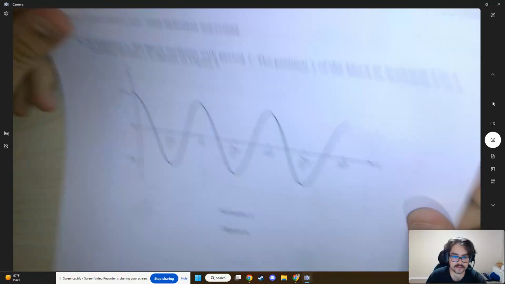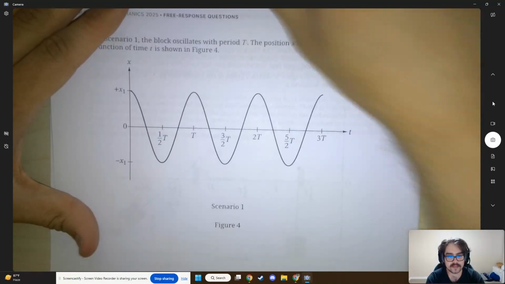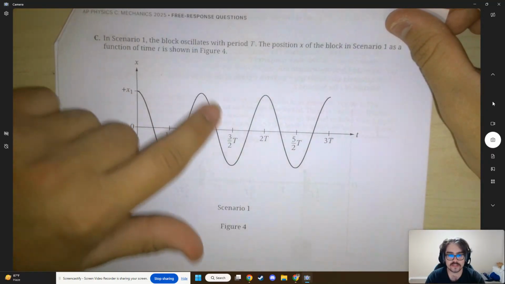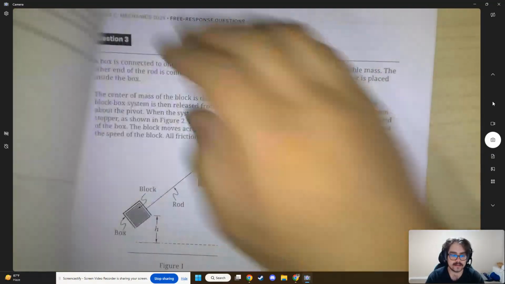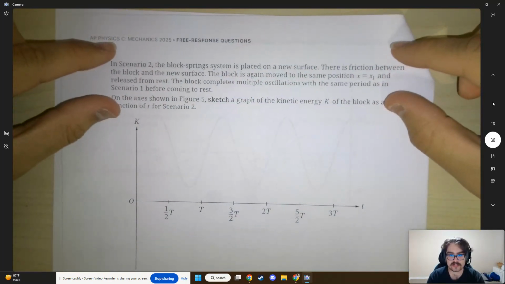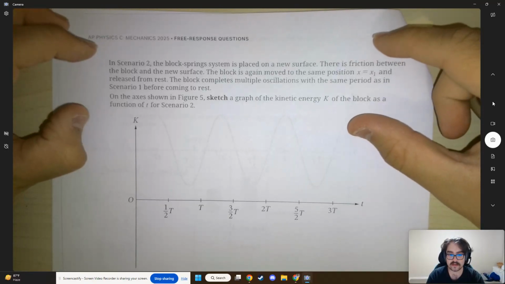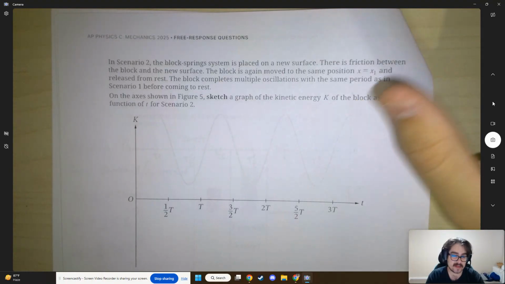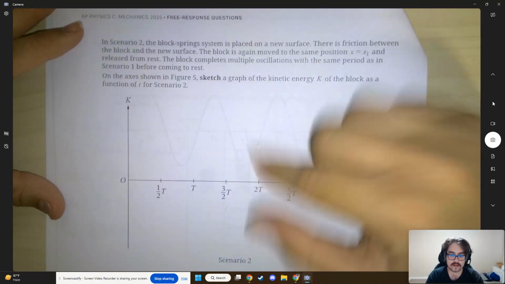Okay, this part is a little confusing. This is a damped oscillation because it shows the position of the block as a function of time t. And it actually throws you off because it throws in a little blurb that says the block spring system is placed on a new surface that does have friction. Which means that the oscillation is going to look the exact same, except that your kinetic energy is going to be dissipated as you go through, right?